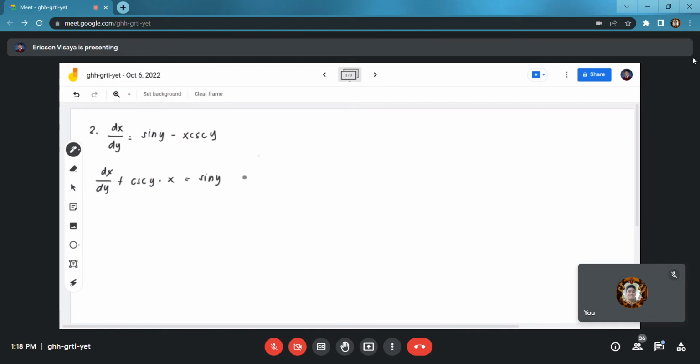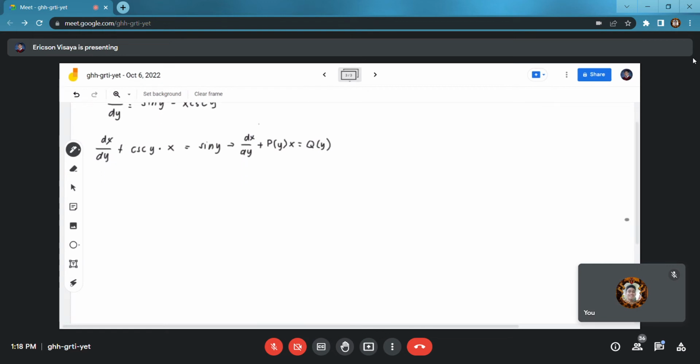So, bali, nasa form naman siya ngayon ng dx over dy plus P of y naman ngayon. P of y times x is equal to Q of y. Yan. So dito, always observe kung ano yung dependent variable natin. Yan. Then after nito, kunin na natin yung ating integrating factor. Identify muna natin yung P natin. So P natin dito is equal to cosecant y. Then ang Q natin is equal to sine y.